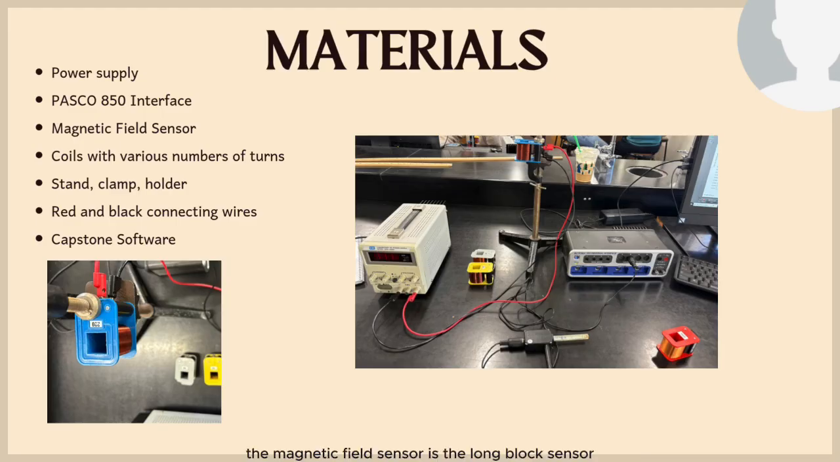Then the magnetic field sensor is the long black sensor that you see on the table, and we insert that into the center of each coil to measure the magnetic field produced when current flows. This is the main measuring tool in the experiment. We also use several coils with different numbers of turns, and each coil has a label showing how many loops of wire it has. They range from about 200 to 1600. These coils are important because our goal is to see how the magnetic field changes when the number of turns is doubled. So more turns means the magnetic field should add up more strongly.